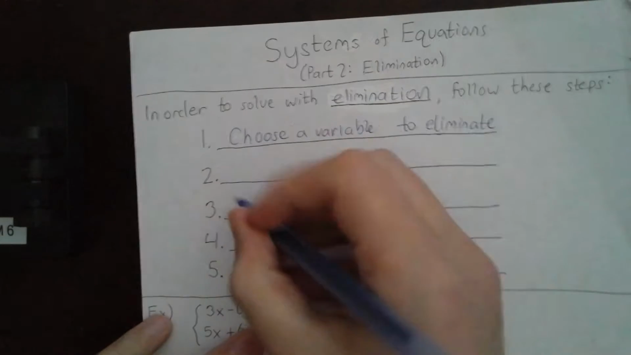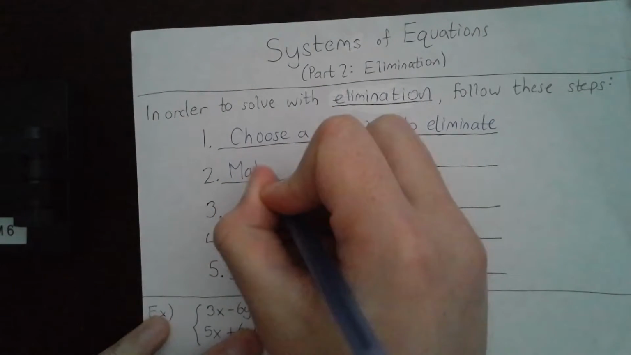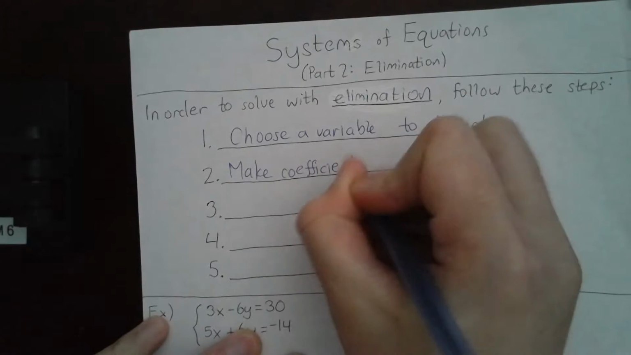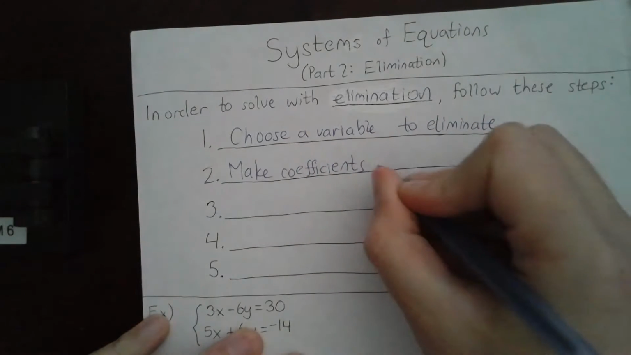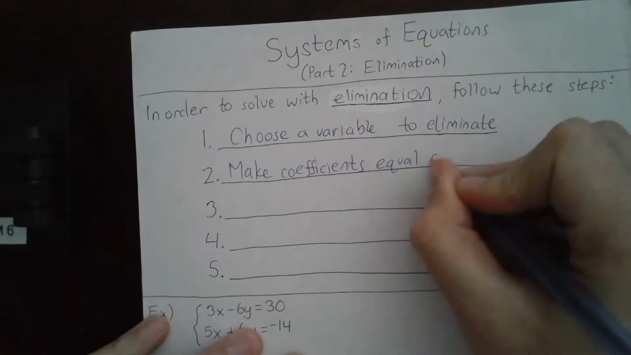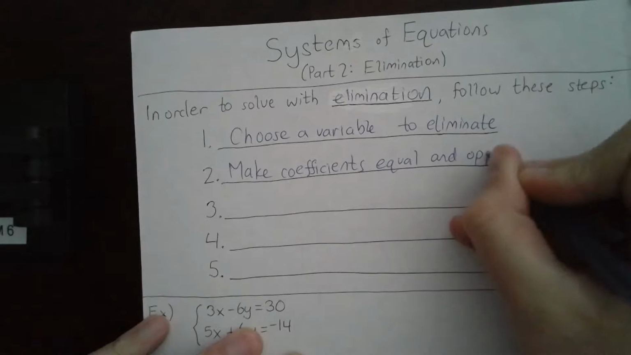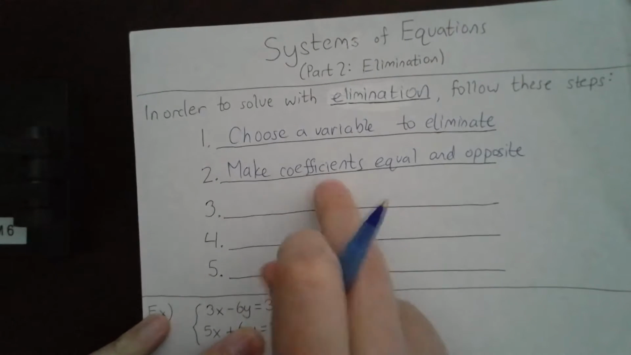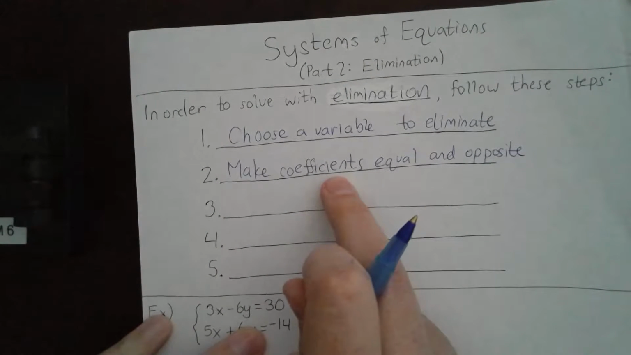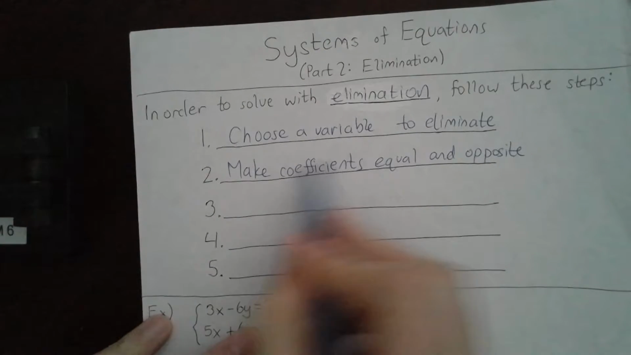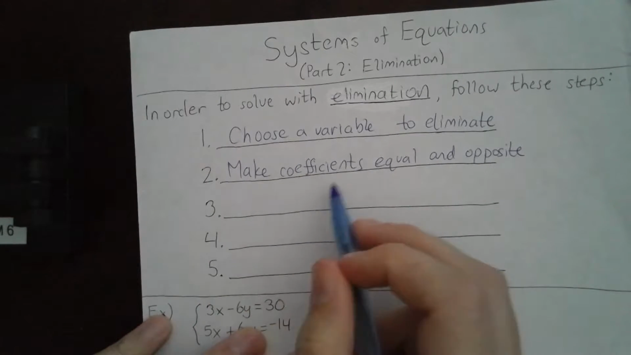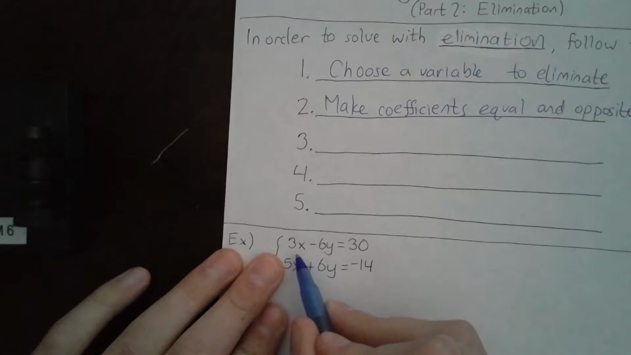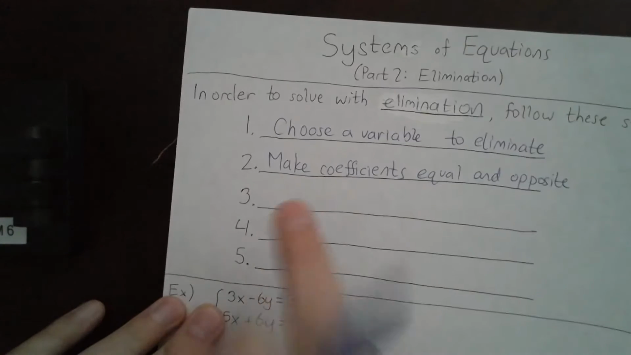Second, make coefficients equal and opposite. You're going to see what this means and why it makes sense once you do an example problem. Key word here, coefficients. That's the number that we multiply our variable by. So down here, our coefficient is 3, for example. Okay, so moving on.